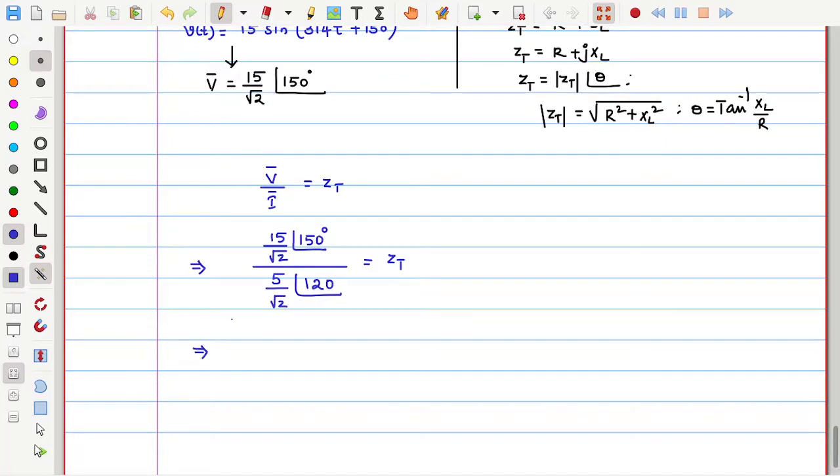We see some interesting things. This is division, so root 2 will get cancelled and 5 3s are 15. So 3 at an angle of 150 minus 120, right? 150 minus 120 is equal to what? ZT.